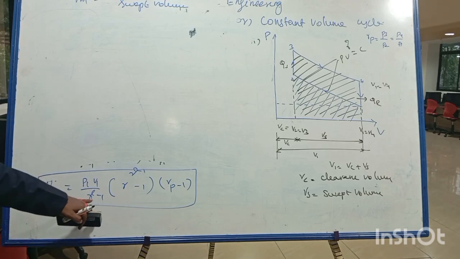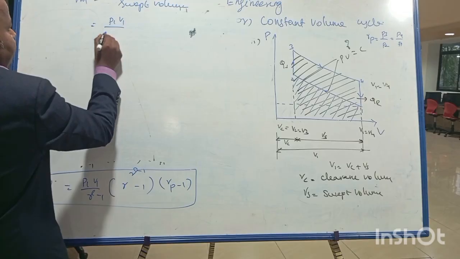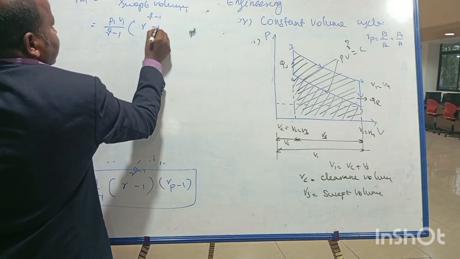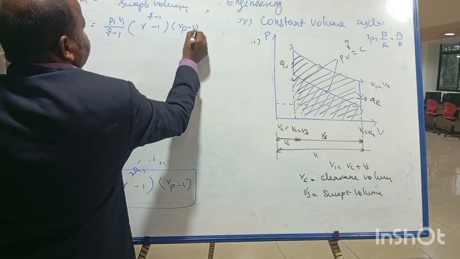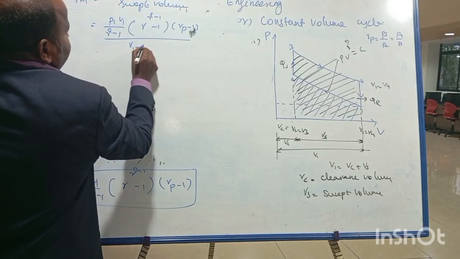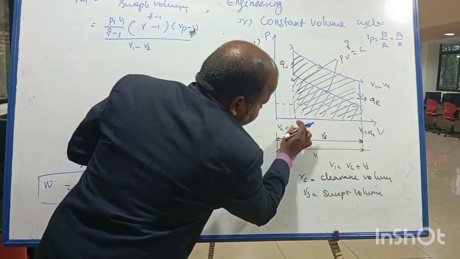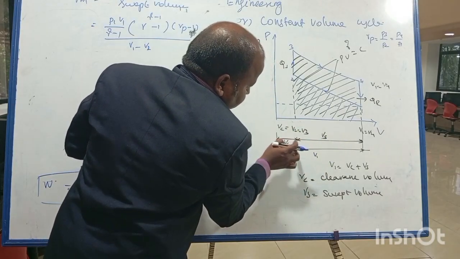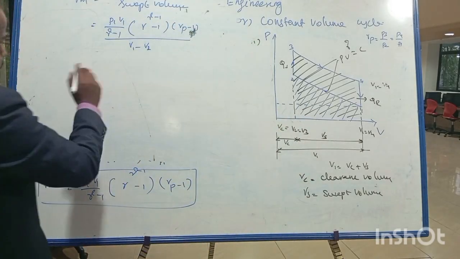So the work done, we have already derived, is V1 divided by gamma minus 1 into R power gamma minus 1 into Rp minus 1 divided by the shaft volume, that is V1 minus V2. Already I explained, shaft volume is nothing but this volume, V1 minus V2, or the clearance volume. If you neglect this clearance volume from the total volume, we can get the shaft volume, right?